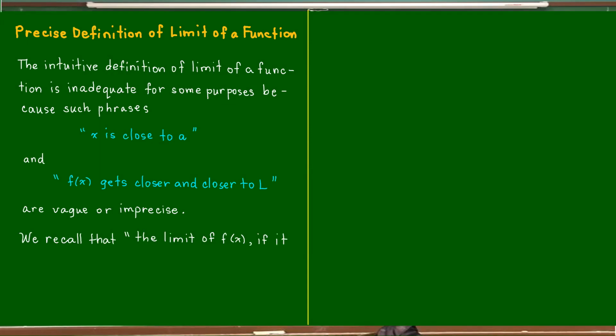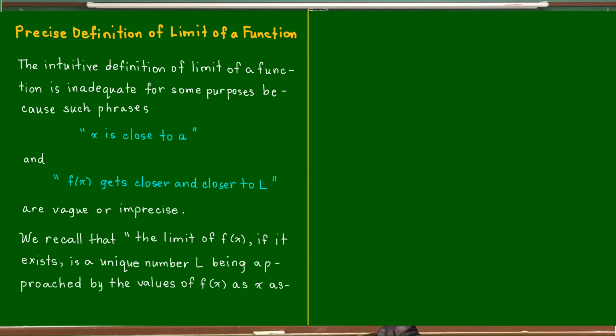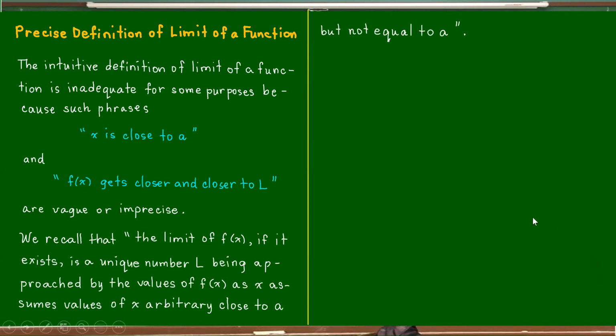Okay. So we recall that the limit of f of x, if it exists, is a unique number L being approached by the values of f of x as x approaches a, or as x assumes values arbitrarily close to a, but not equal to a. So this notation, limit of f of x as x approaches a equals L, means the following. We are now trying to extract from this intuitive definition the mathematical equivalence of these phrases.